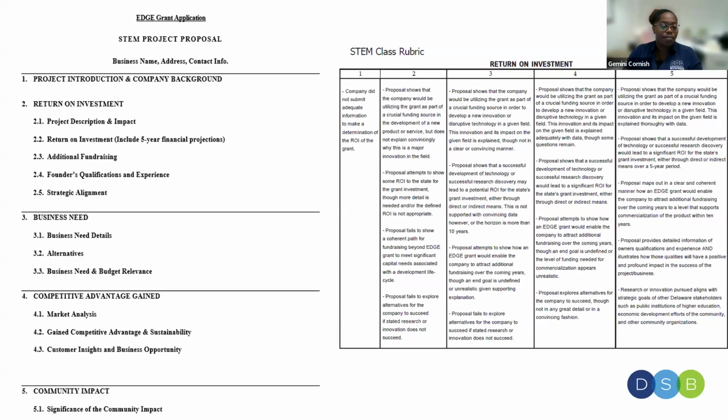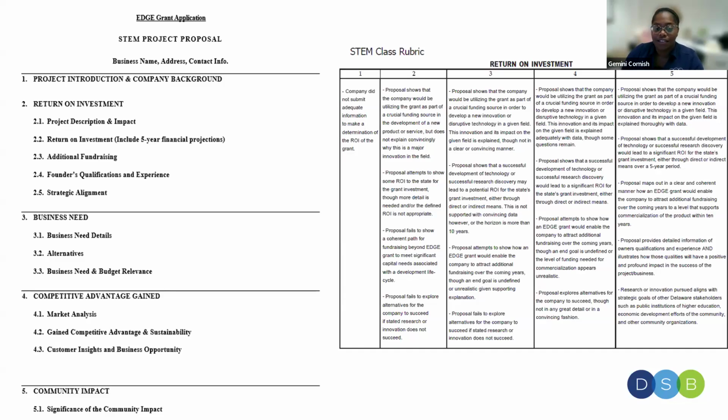And Section 4, competitive advantage gain, which includes 4.1, the market analysis, 4.2, gain competitive advantage and sustainability, 4.3, the customer insight and business opportunity. And lastly, Section 5, the community impact. And that includes, my screen won't go down. So on the right-hand side, we're going to focus on Section 5, community impact, and that's 5.1, the significance of the community impact. So on the right of the screen, you can see the rubric, which will focus on Section 2, the return on investment.